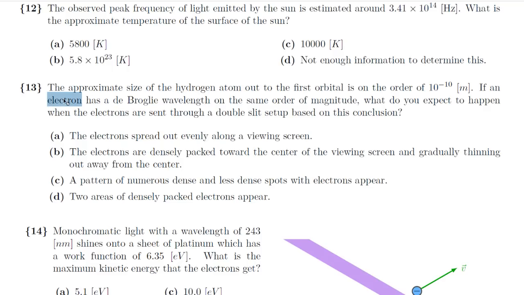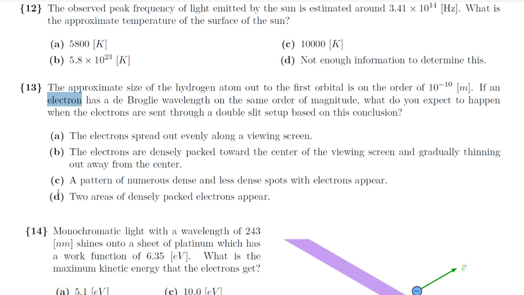So if you send the electrons through a double slit setup and the electron behaves more like a wave, what do you expect to happen? Remember that the double slit setup showed that light behaves like a wave when you send it through two slits, because you don't get two bright spots. You get tons of bright spots. Bright, dark, bright, dark, bright, dark. The same thing is going to happen to the electrons if you send them through your double slit setup, given that it behaves more like a wave.